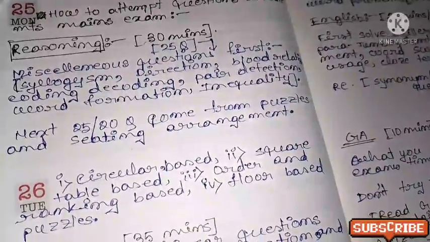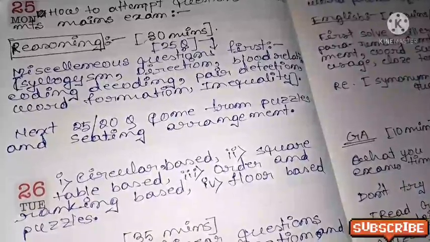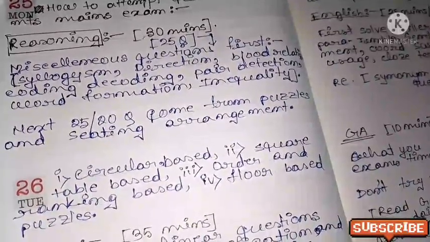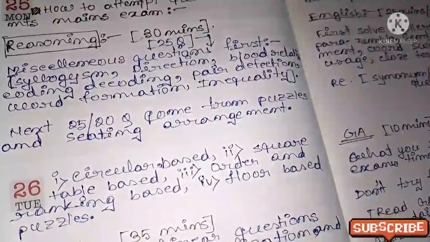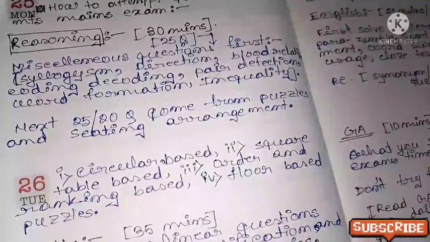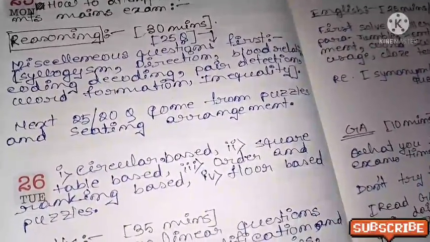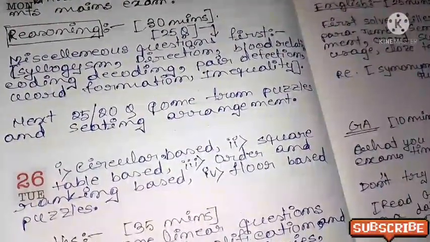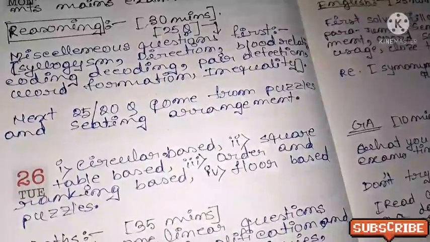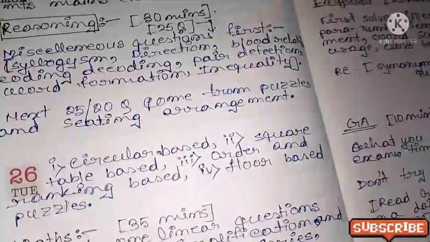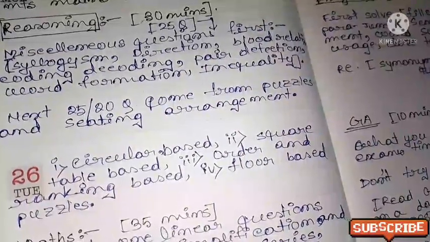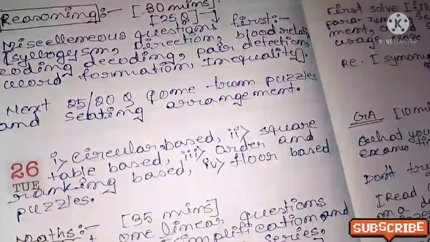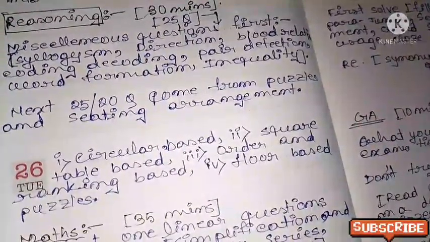Okay. If I talk about the reasoning section, we all know some kinds of questions come, like miscellaneous questions, puzzles, and sitting arrangement questions, right? According to me, in a mains mock test, I try to attempt the reasoning section first. For that purpose, I first solve syllogism, directions, blood relations, coding-decoding, pair detection, word formation, odd one out, and inequality questions. And if you are good, then you try to solve puzzles and sitting arrangement.